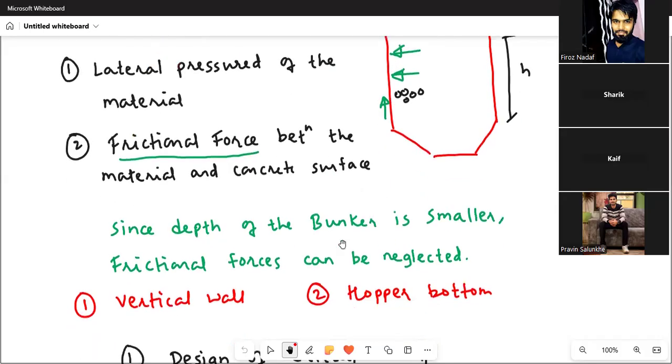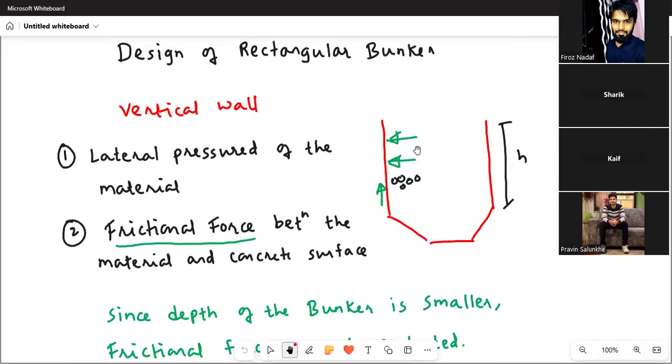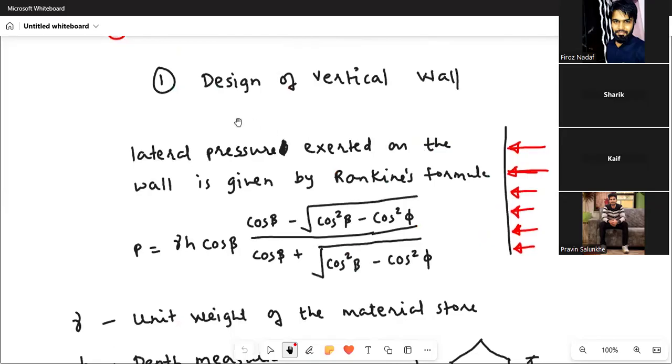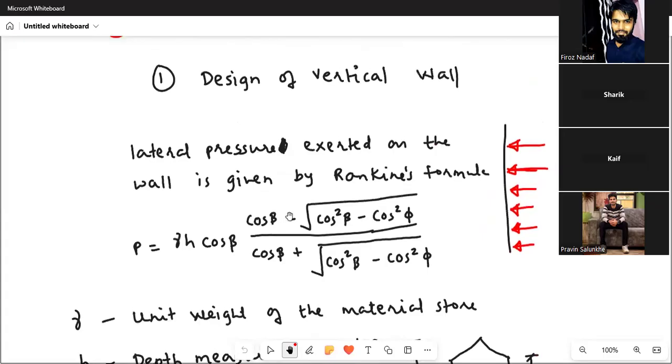Since the bunker is smaller in depth, frictional forces can be neglected. Frictional forces can be ignored. So when you are dealing with the design of the vertical wall, only lateral pressure should be considered. No frictional force should be considered in the bunkers because the depth of the bunker is smaller. So we have to design two things, the vertical wall and the hopper bottom. In the previous class, we have seen the design of the vertical wall. The lateral pressure exerted on the wall is given by Rankine's formula.